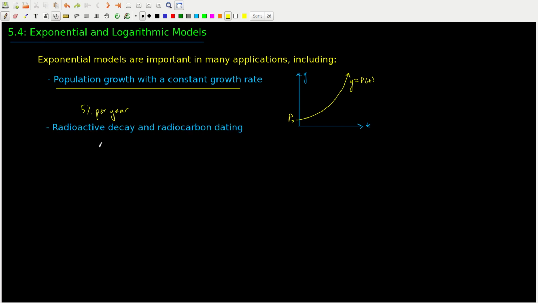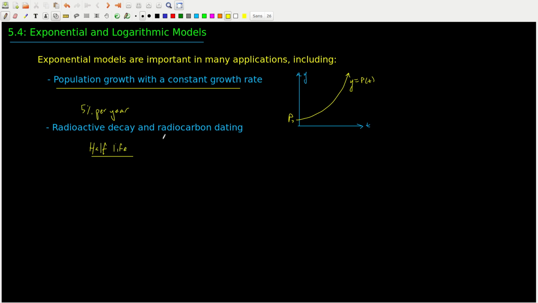Another example is radioactive decay of radioactive elements. And the way we speak about radioactive decay is usually in terms of the half-life of the element. The half-life of the element is the time it takes for half of the element to have decayed away. And so it's very similar to the population growth where we talk about a certain percent being added each year. In this case, we're talking about over a certain amount of time, 50% of the element has gone.